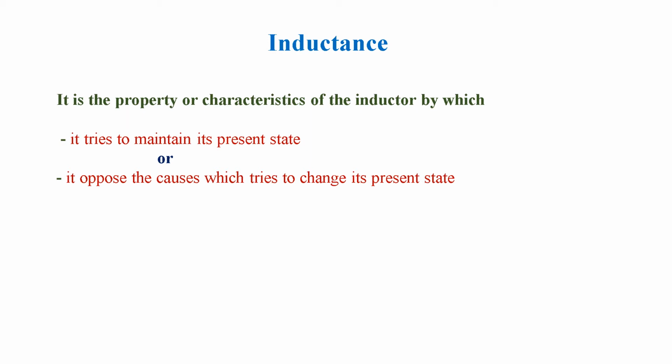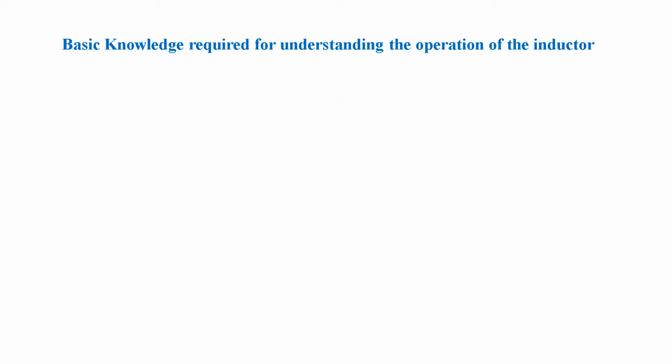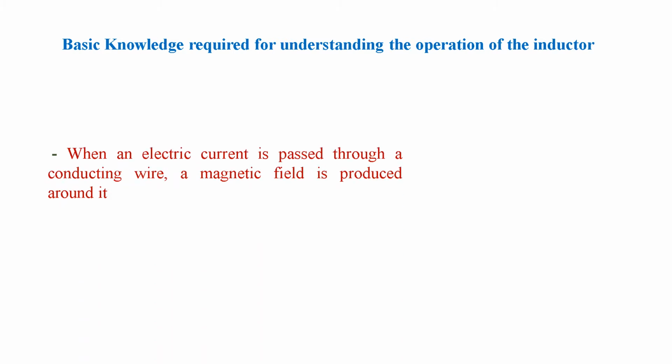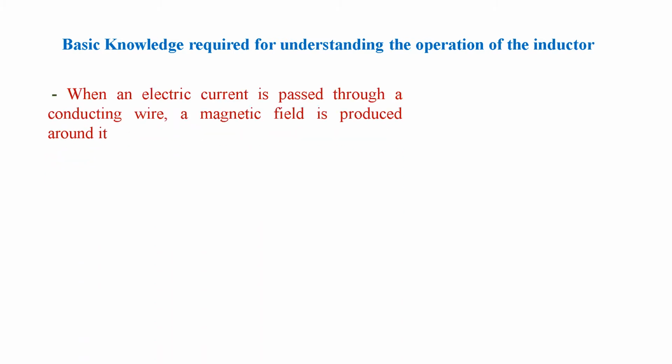Now, to know the basic operation of the inductor, we have to know some basic theory behind the operation of the inductor. This is very much basic things. When an electric current is passed through a conducting wire, a magnetic field is produced around it. So that is basically represented in that form. And obviously, the direction of the magnetic field basically depends on the direction of the current.